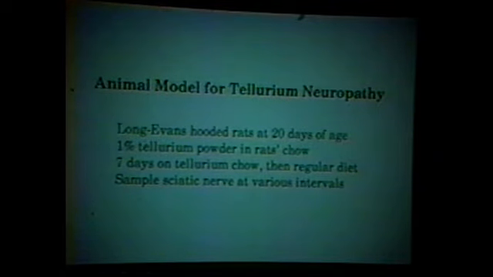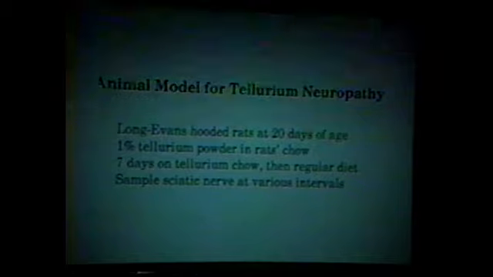The model that's used is, I guess, from Tom Golden's lab. They use long-acting rats at 20 days of age. You put the tellurium powder in the food. The animals are on this compound for 7 days and then put on a regular diet, and then the sciatic nerve is sampled at various intervals. Next.